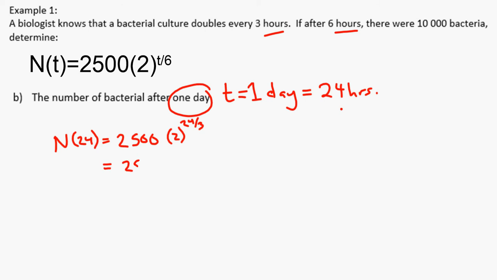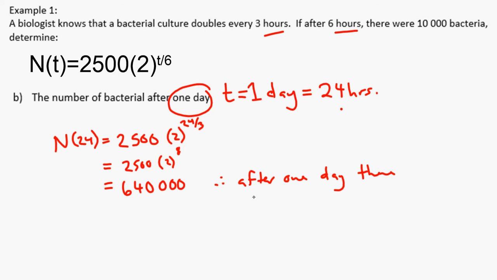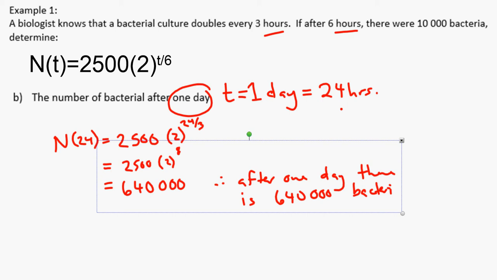When I do this, I get 2,500 times 2 to the exponent of 8, and this gives me 640,000 bacteria. So therefore, after 1 day, there are 640,000 bacteria. Alright, so that is doubling period. Next one we have, that should not be 6, that should be 3.